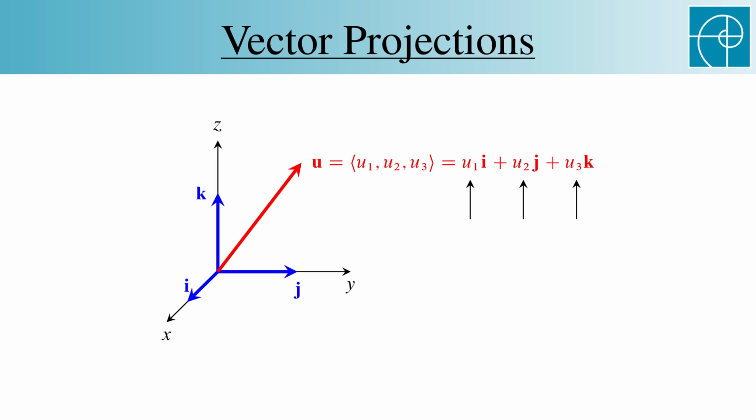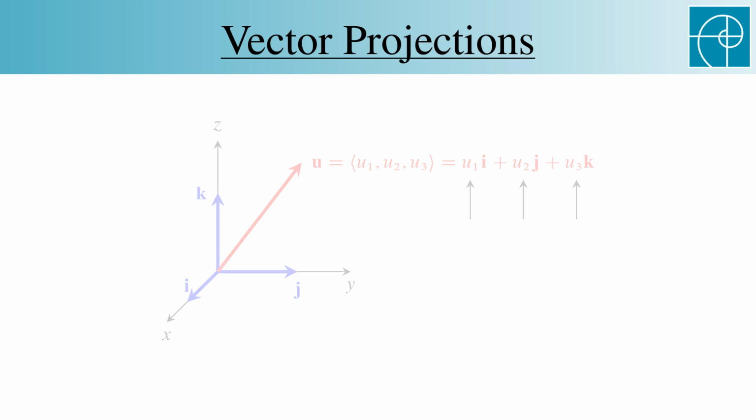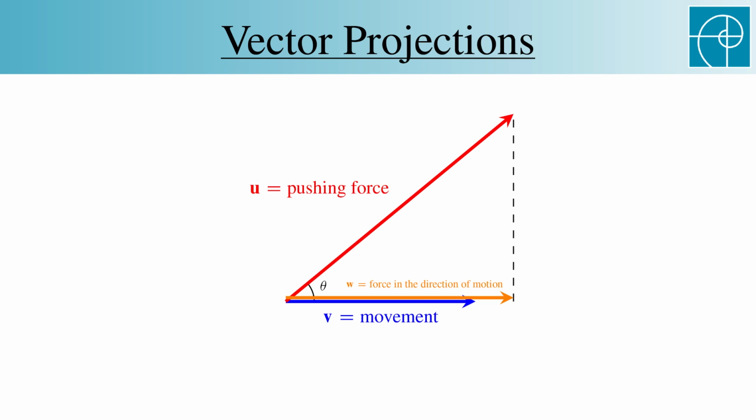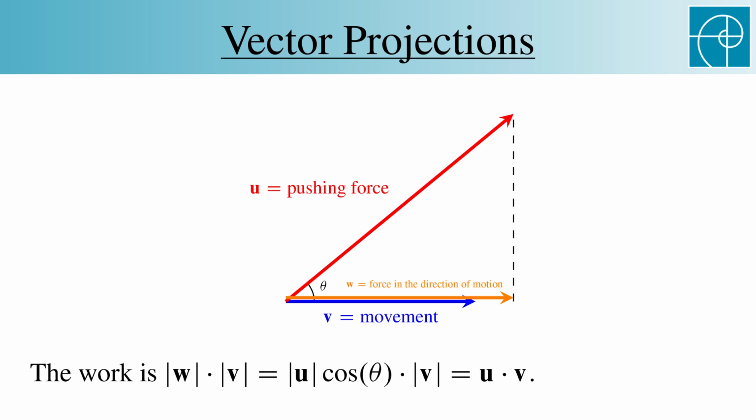But as we've seen in the context of the scalar product, we have a good reason to talk about the component of u in the direction of another arbitrary vector, not just one in the direction of one of the axes. For example, when we looked at work, we saw this picture, where work is the product of the magnitudes of w and v, and the magnitude of w is the component of u in the direction of v. This leads us to the following definition.